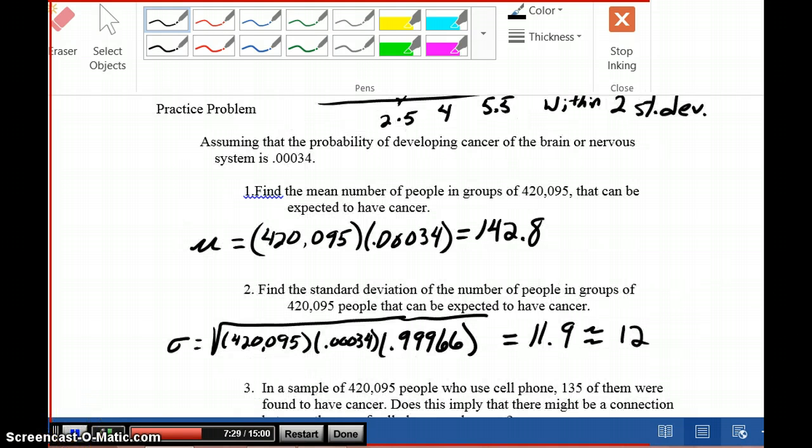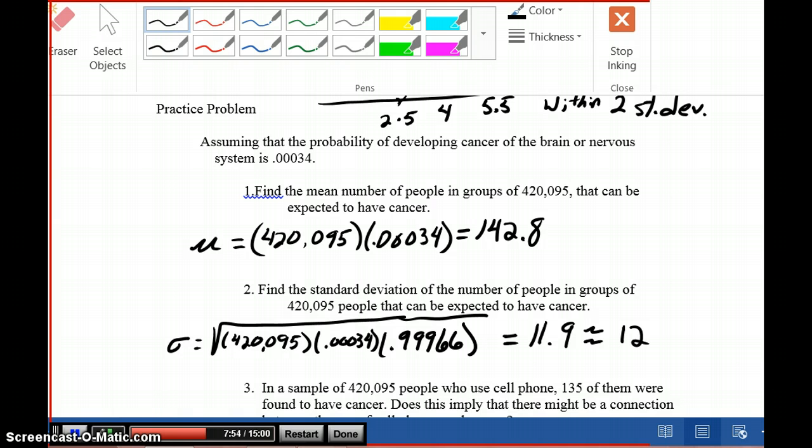The last problem. We will assume for the last problem that the probability of developing cancer of the brain or nervous system is 0.00034, a very small percent chance. We want to find the mean number of people in groups of 420,095 that can be expected to have cancer.